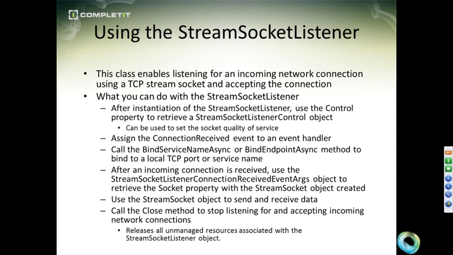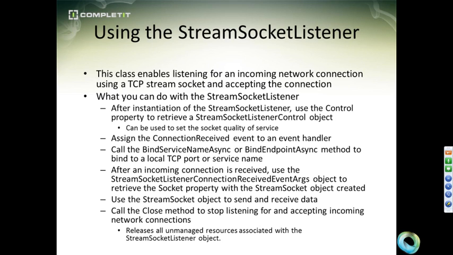If you want to listen for incoming connections, then you have to use the stream socket listener. Again, instantiate the stream socket listener, and optionally use the stream socket listener control to set some specific properties. You can register for the connection received event to be notified when an incoming connection is received. Then you can use BindServiceNameAsync or BindEndpointAsync to actually listen to a specific port or a specific service name.